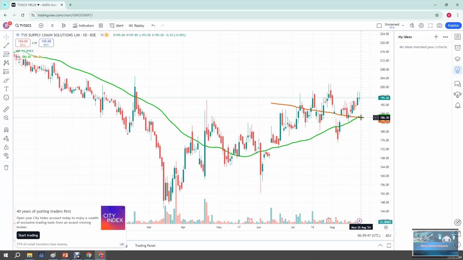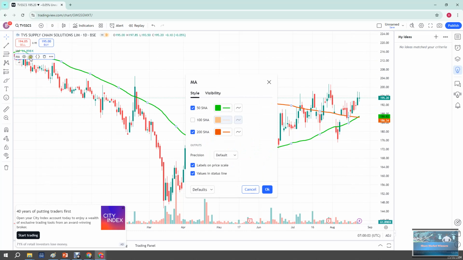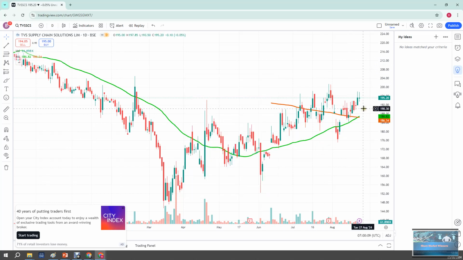In the simple moving average, you can see there is a crossover in TVS Supply Chain. According to Trendlyne, it also stated it is true that it is going to have a golden crossover. Yes, you can see that green line. Green line is nothing but your 50 moving average. Yesterday we configured green as the 50 moving average and 200 as red. So it is going to cross.